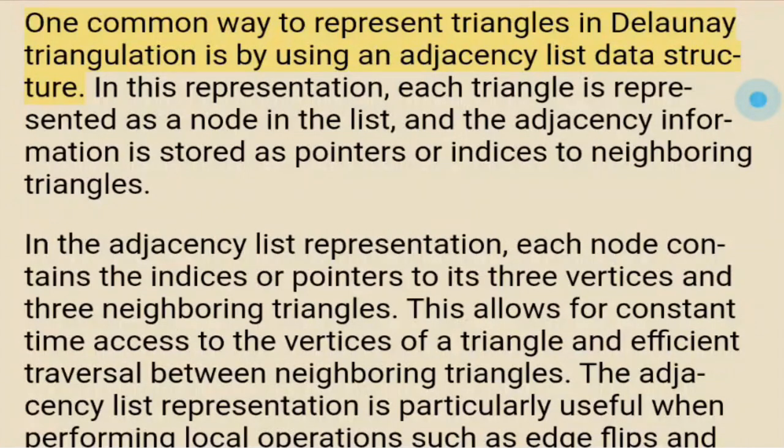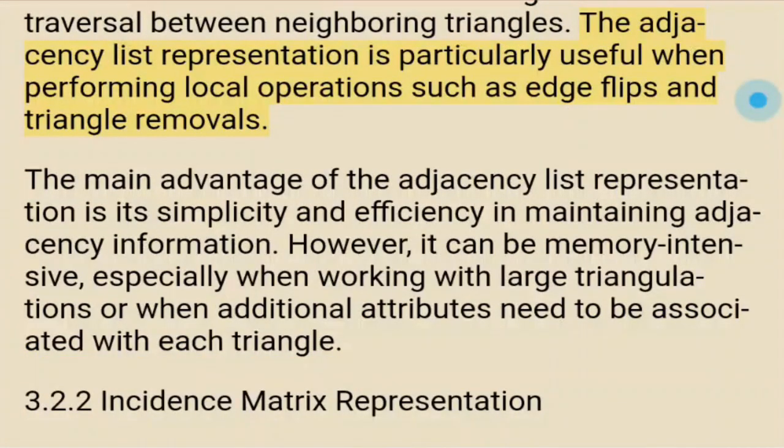One common way to represent triangles in Delaunay triangulation is by using an adjacency list data structure. In this representation, each triangle is represented as a node in the list, and the adjacency information is stored as pointers or indices to neighboring triangles. In the adjacency list representation, each node contains the indices or pointers to its 3 vertices and 3 neighboring triangles. This allows for constant time access to the vertices of a triangle and efficient traversal between neighboring triangles. The adjacency list representation is particularly useful when performing local operations such as edge flips and triangle removals.